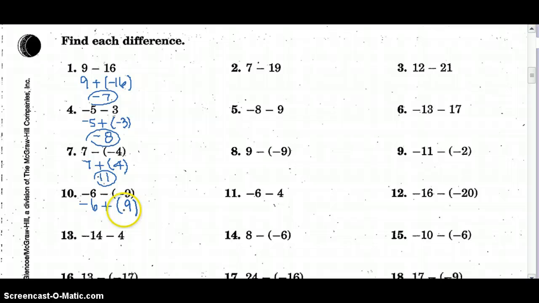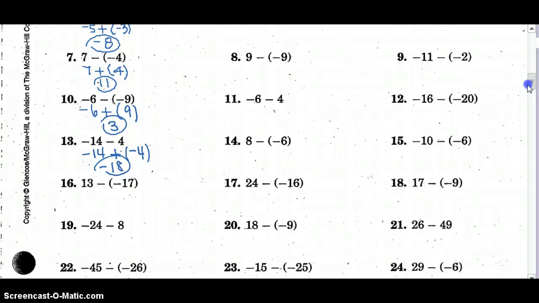So we subtract and keep the sign of the positive, which gives us 3. Alright, negative 14, we're going to add, and the opposite of 4 is negative 4, so we add the inverse, which gives us negative 18. Or, let's get where we don't have to rewrite the problem, two negatives, we actually are adding the opposite, so that makes it negative, negative makes it positive. So we get a positive 30.